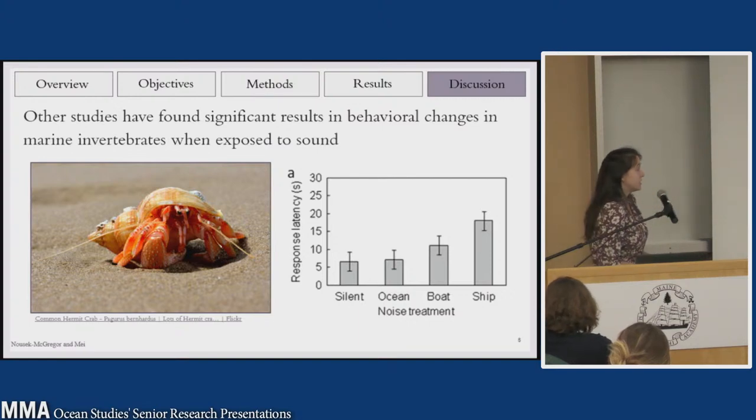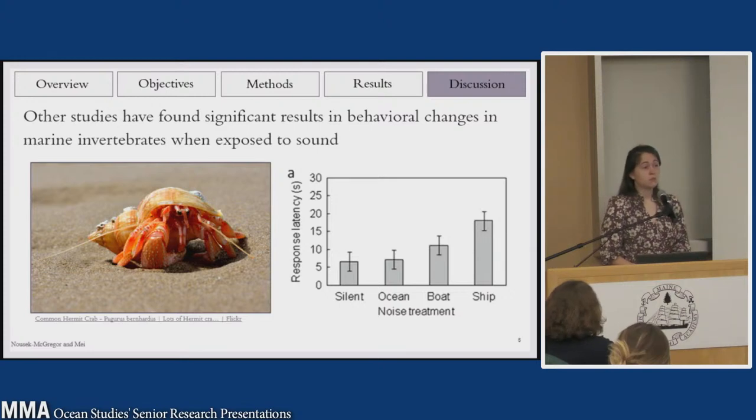So after subjecting these hermit crabs to shipping noise, they found that there was a decrease in social behaviors or a grouping behavior, and there was a significant decrease in shell decision making, meaning that the hermit crabs were struggling to find and identify shells that were best suited for them in their environments.